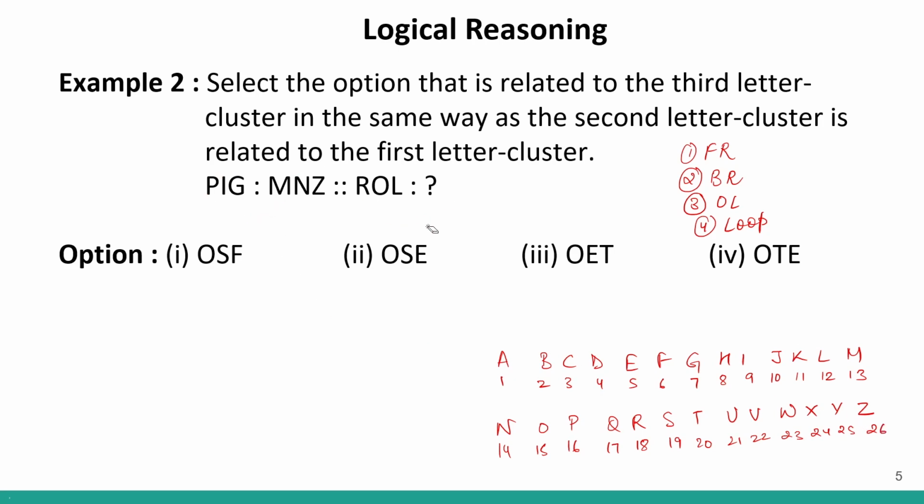Now, if I look at this, P is 16, I is 9, and G is 7. Similarly, M is how much? M is 13, this is 14, and this is 26. I cannot clearly make out what is happening from 16, 9, 7 to 13, 14, 26. So let me take a different approach. I'll write PIG over here and I'll write MNZ over here. This is 16, this is 9, and this is 7, and this is 13, this is 14, and this is 26. So over here 16 to 13 means minus 3, correct? And 9 to 14 means plus 5.